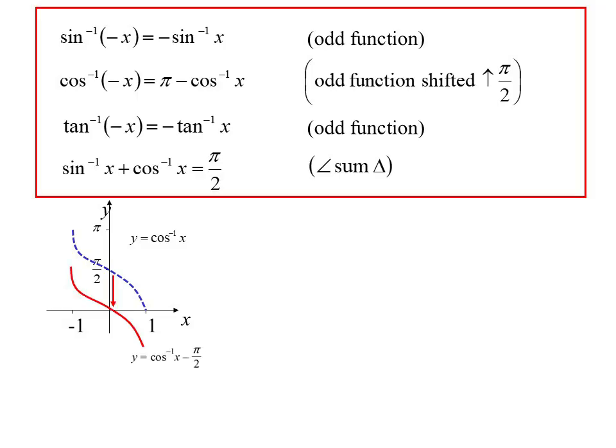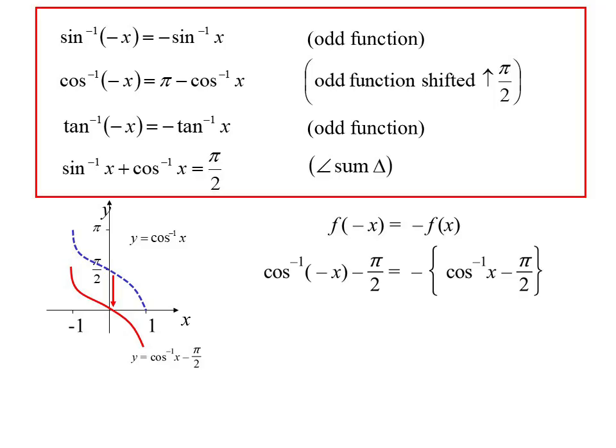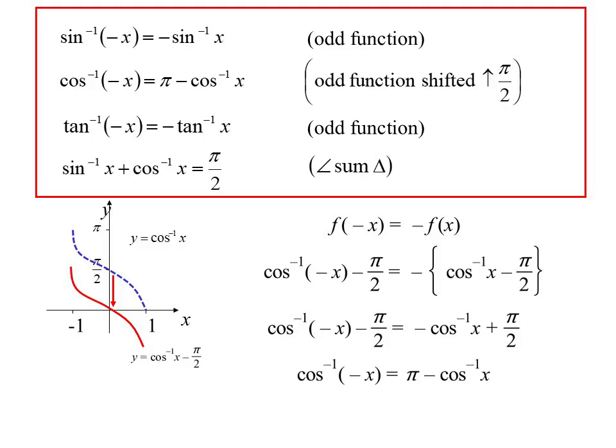It's got rotational symmetry about the origin. So the equation of that new curve, I've shifted it down pi on 2, would be inverse cos of x minus pi on 2. But we're saying that is an odd function. Therefore, function negative x must equal the negative of function x. If I substitute that in, inverse cos of negative x minus pi on 2 must equal the negative of the inverse cos of x minus pi on 2. Playing around with that, and there's our relationship. The inverse cos of negative x is equal to pi minus the inverse cos of x. So that's where it comes from.